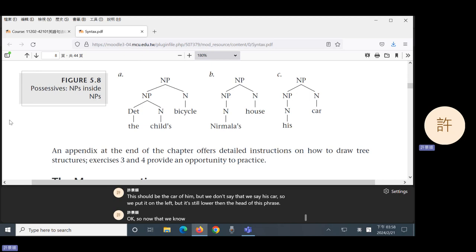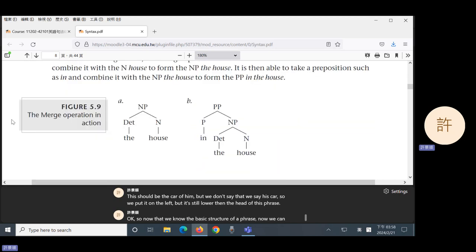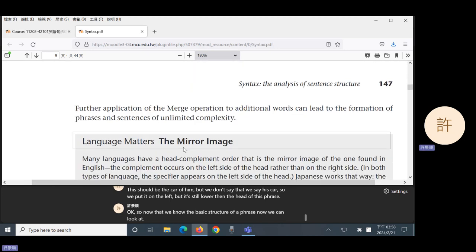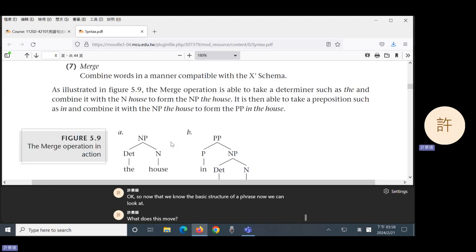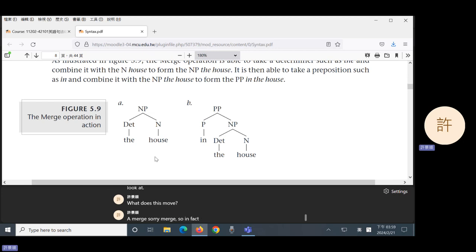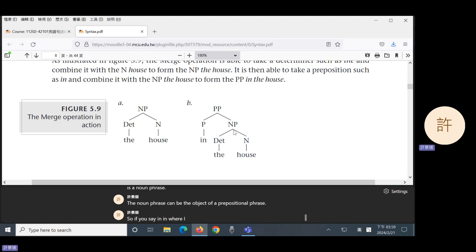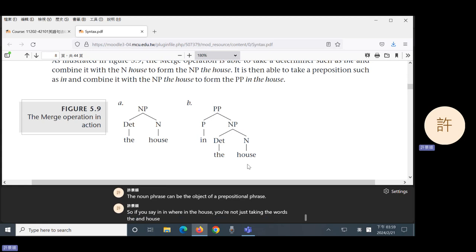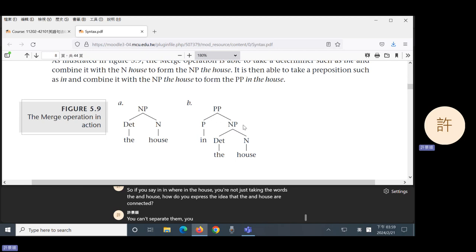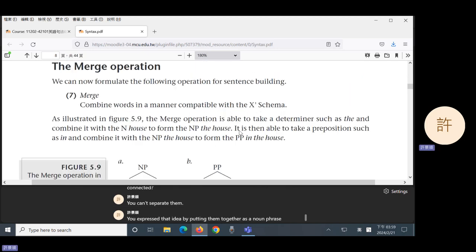Okay, so now that we know the basic structure of a phrase, now we can look at, what is this, move? Oh, merge, sorry, merge. So in fact, often a phrase can take another phrase, right? So this noun phrase, the house, house is the head, the is the specifier telling you it's a specific house, and this whole thing is a noun phrase. The noun phrase can be the object of a prepositional phrase. So if you say in where? In the house. You're not just taking the words the and house. How do you express the idea that the and house are connected? You can't separate them. You express that idea by putting them together as a noun phrase. So that's what the merge operation is.